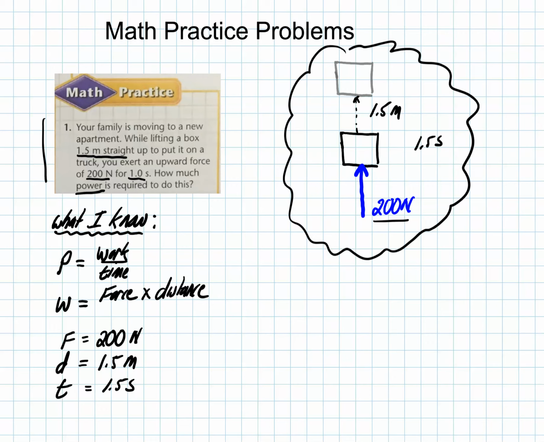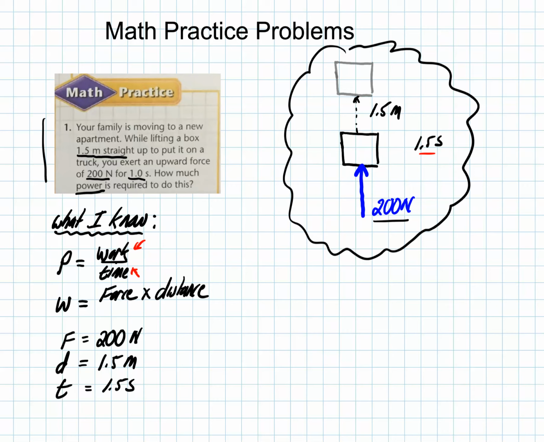Now, you may be thinking, it's asking me for power. How do I find power? Well, the first thing you have to do is, let's see, what do you need to know to find power? Okay, so you need to know work and you need to know time. You say, well, I'm told time is 1.5 seconds. No problem there. But I'm not told how much work was done. So you may think, oh, well, what do I do now?